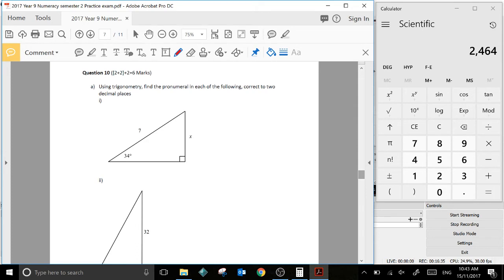Alrighty, question 10, trigonometry. In order to do trigonometry, I'm going to put a gigantic sign up the page to remember what I need to do.